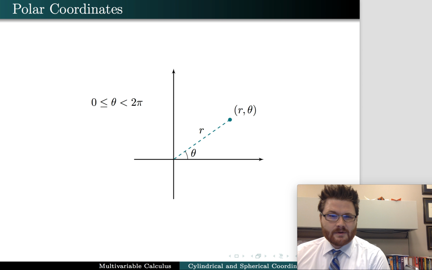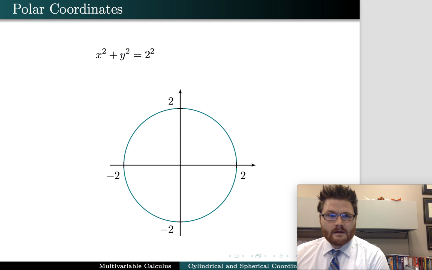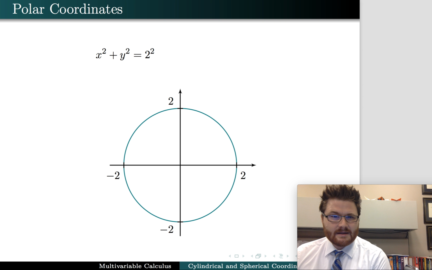Why are polar coordinates handy? Well, sometimes different regions, different objects are easier to describe in one coordinate system than another. And so, for instance, take the circle of radius 2. In Cartesian coordinates, we can describe it in terms of x components and y components. But in polar coordinates, that description is really, really simple. It's just all the points with r coordinate 2.